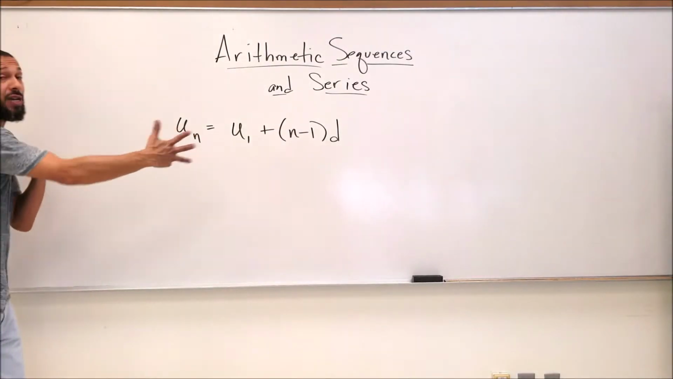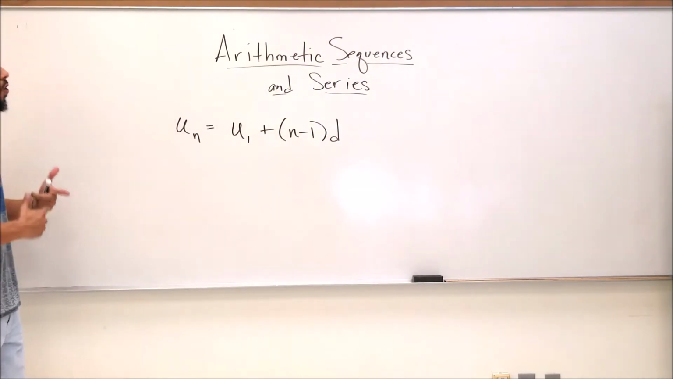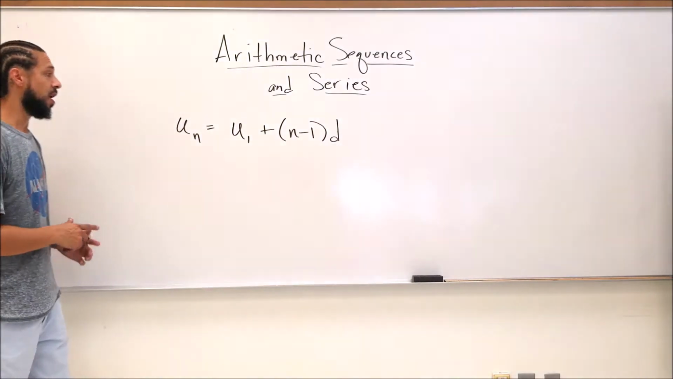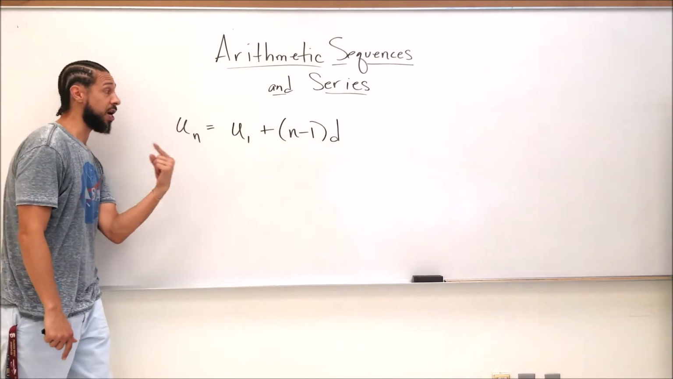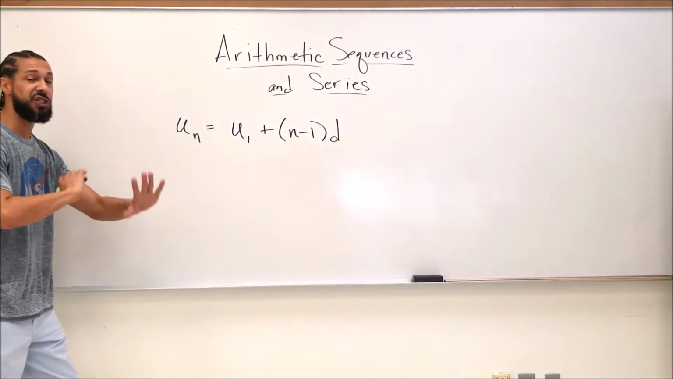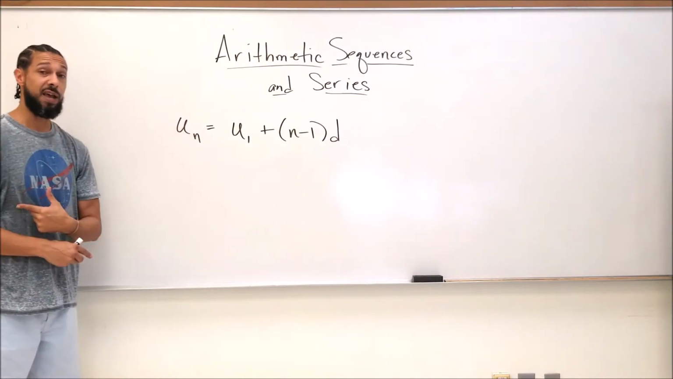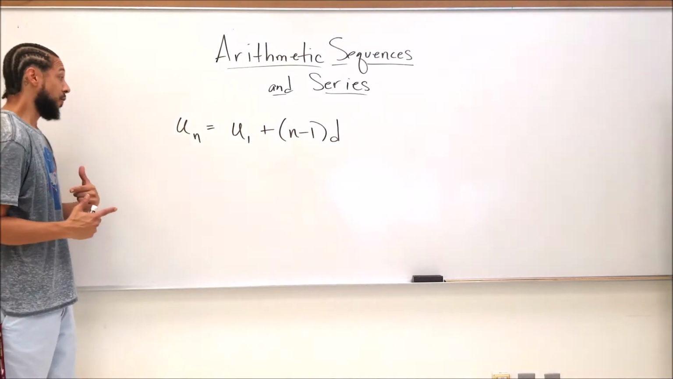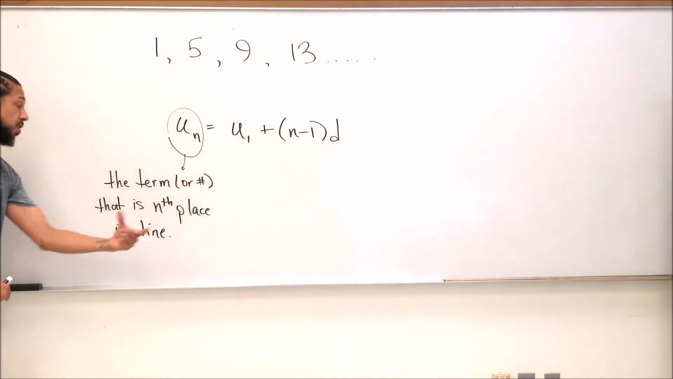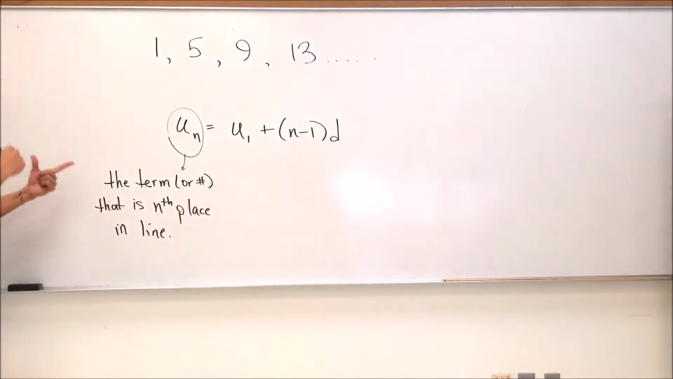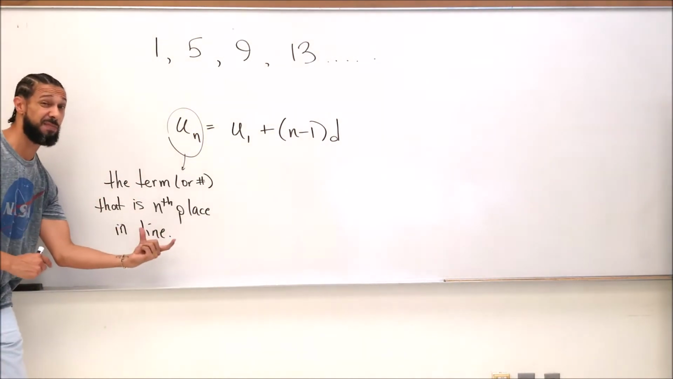Okay, here is the formula to use for an arithmetic sequence of numbers. First off, let's talk about what each one of these variables mean. You may see a different version of the same formula with an A sub n here and an A sub 1 here, and that doesn't change the meaning of the formula or the meaning of the variable. Sometimes this is a U, sometimes this is an A. But let's talk about what each one of these variables mean. First off, this variable is the term or number that is nth place in line. So I put my other sequence of numbers up here so we can talk about exactly what nth place in line means.